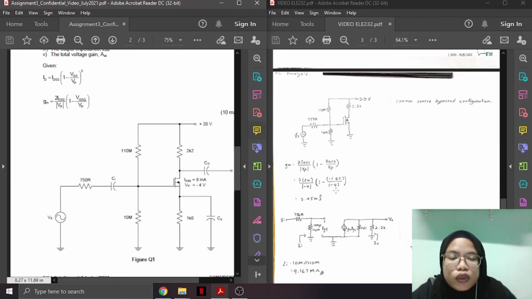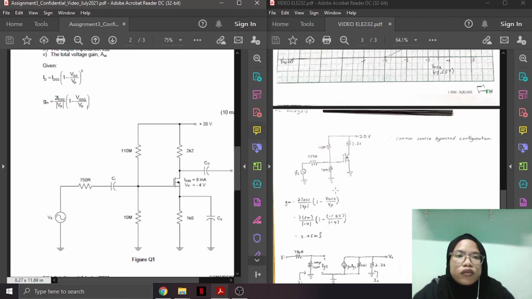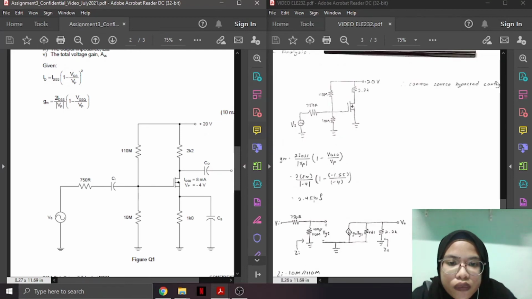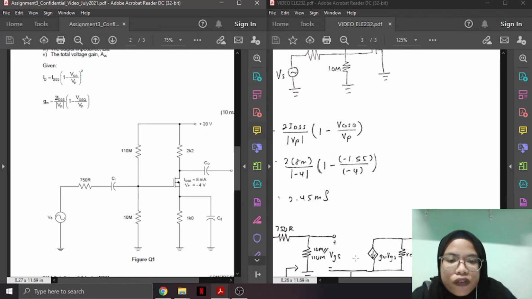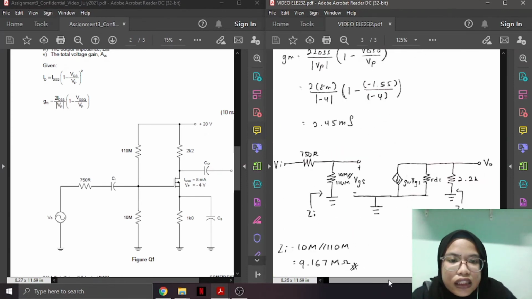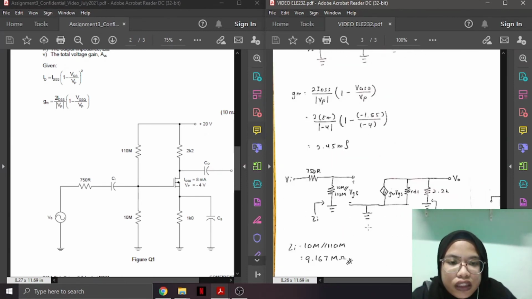For the VGSQ, we will use the VGSQ that we found, that is negative 1.55 volt. So when we calculate it, we know that gm is equal to 2.45 milli. Next is the AC equivalent circuit. This is the standard AC equivalent circuit that we get from the equation.